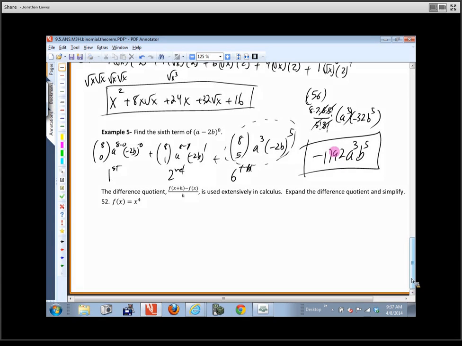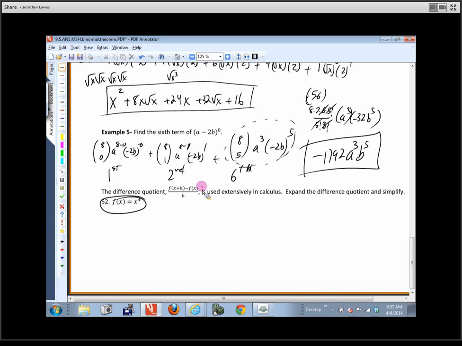Now, we're going to do problem number 52. 52 is either on your assignment or it's very much like one on your assignment. This type of problem comes up a lot in calculus, and if you know the binomial theorem, you can just make your life a little bit easier. Okay? So, here is the function.